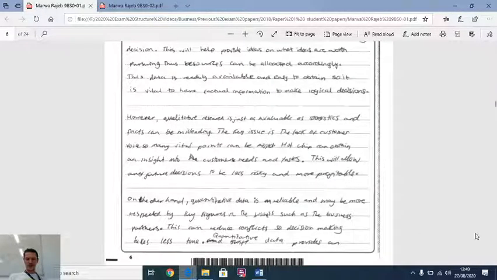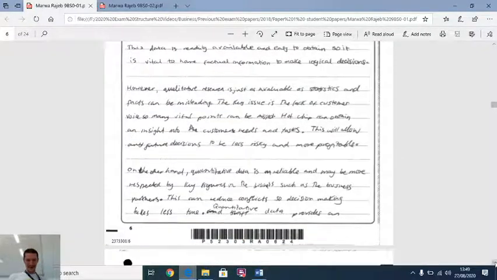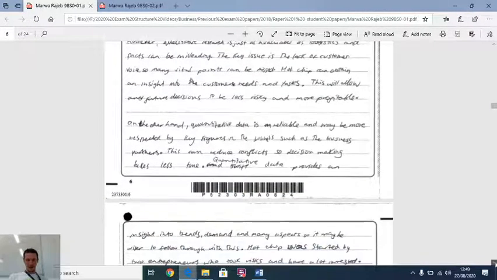Now, she's then going to evaluate, from what I can see, and again, the writing's getting a little bit hard. On the other hand, quantitative data is unreliable. No, she's crossed out on. So it's reliable and maybe more respected by key figures in the business, such as business partners. People in business want cold, hard facts. They don't care about the amount of salt on the chips. They want the money for the chips with or without salt. So again, she's using her logic there. This can reduce conflict, so decision making takes less time.